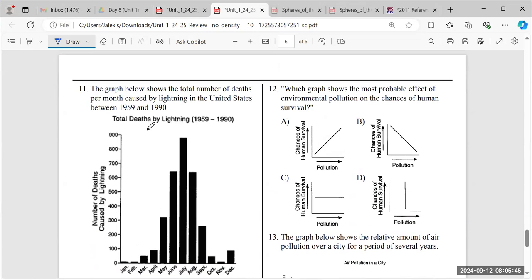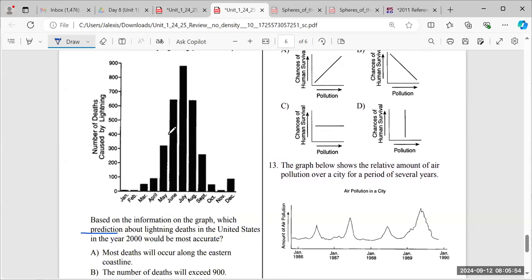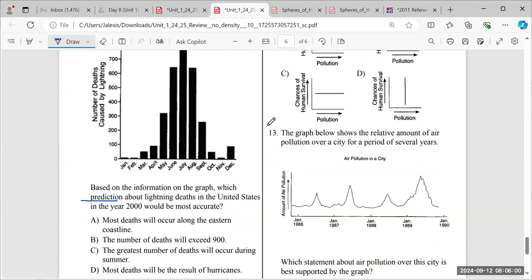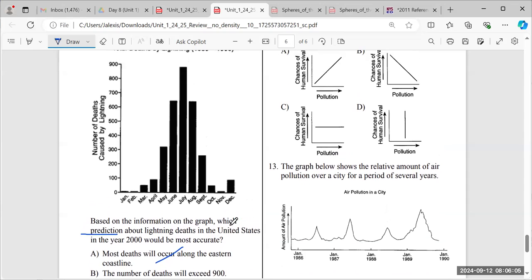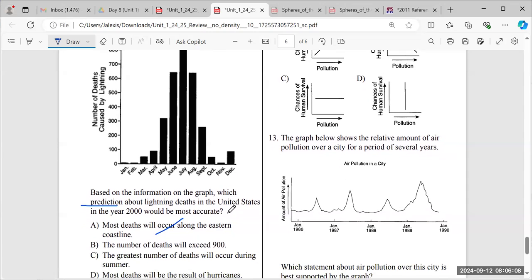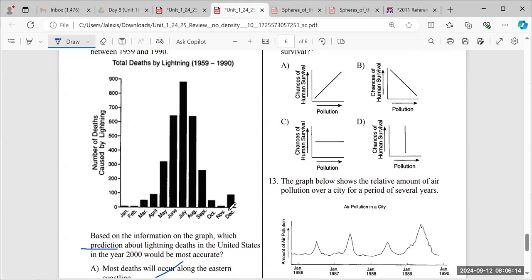On the deaths, does it even tell us where in the United States? We don't know enough information, right? All I know is that most deaths happen in July. That's all I know about what most deaths is. So it can't be that. The number of deaths will exceed 900. Okay, but in the year 2000. That is possible. The number of deaths may actually, no, we can't even make that prediction because look, the chart doesn't even go past 900. So we can't even make that prediction.